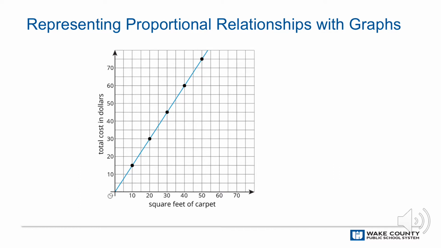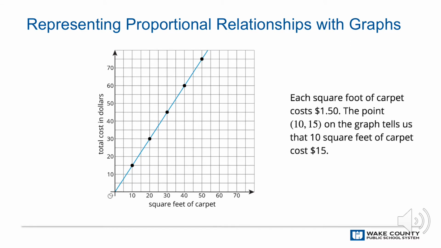Students will also work with graphs that represent proportional relationships. For example, here's a graph that represents a relationship between the amount of square feet of carpet purchased and the cost in dollars. Each square foot of carpet costs $1.50. The point (10, 15) on the graph tells us that 10 square feet of carpet cost $15.